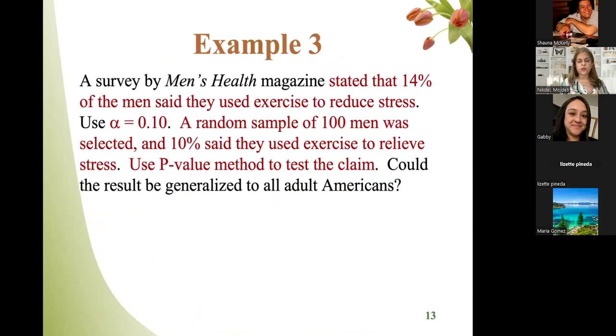Okay, let's look at the next example. In this example, we're going to use the p-value method. A survey by Men's Health magazine stated that 14% of men said they use exercise to reduce stress. Use alpha equal to 0.10. A random sample of 100 men was selected and 10% said they use exercise to relieve stress. Use the p-value method to test the claim. Could the result be generalized to all adult Americans?